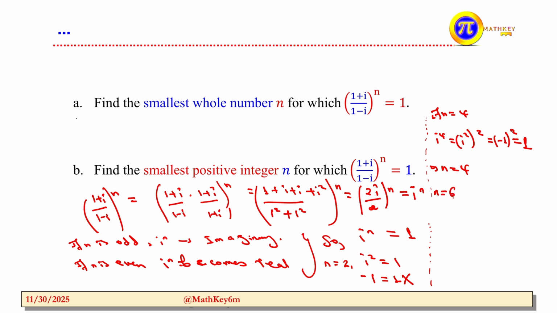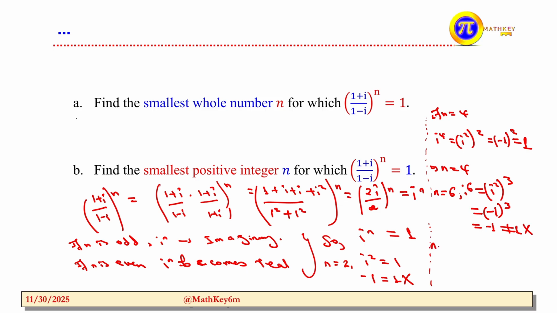n equals 6, which implies i to the power of 6. i to the power of 6 means what? This is i squared, the whole to the power of 3. What is i squared? i squared means negative 1, the whole cubed. Negative 1 cubed equals negative 1, but it is different from 1. So it is impossible. We can't take n equals 6.